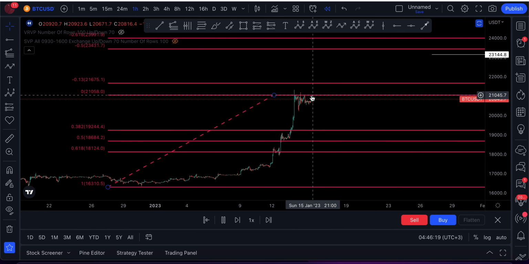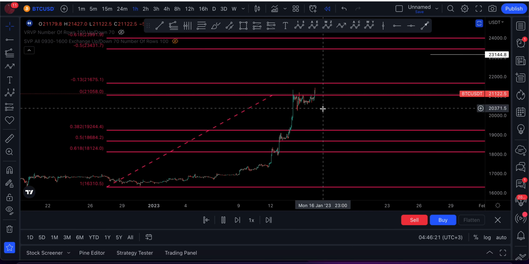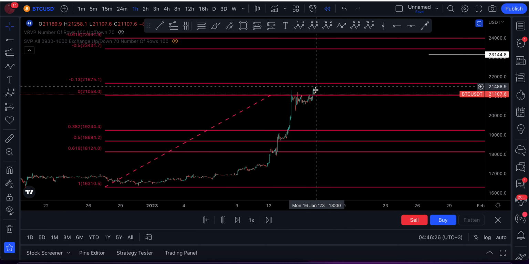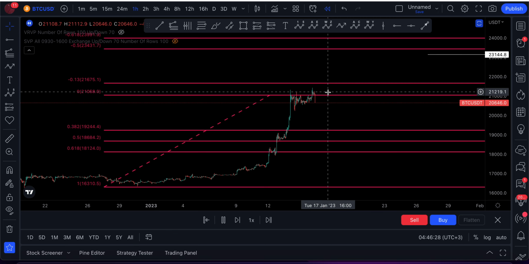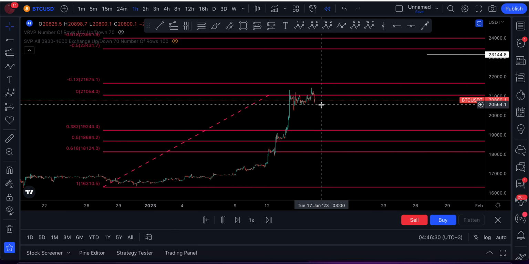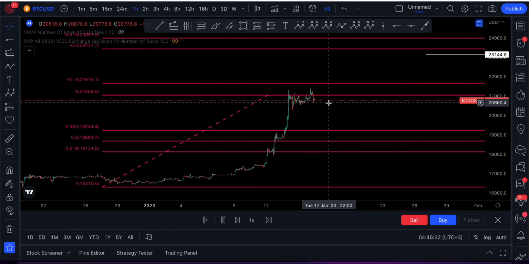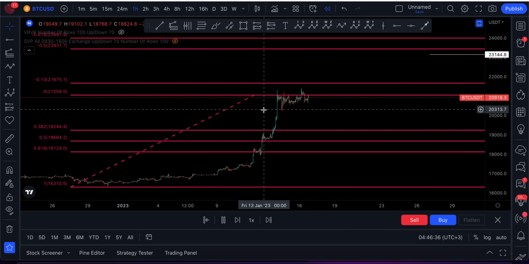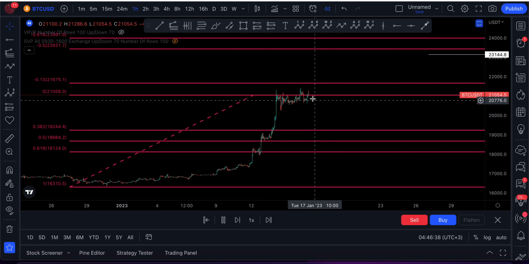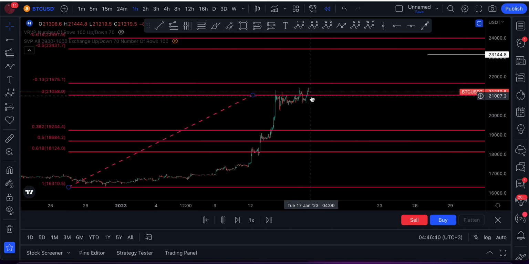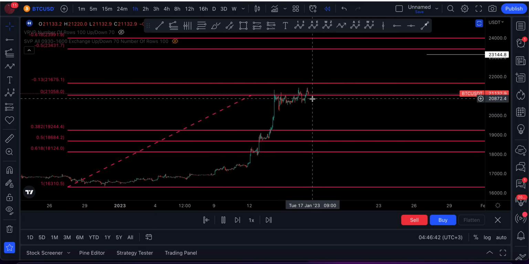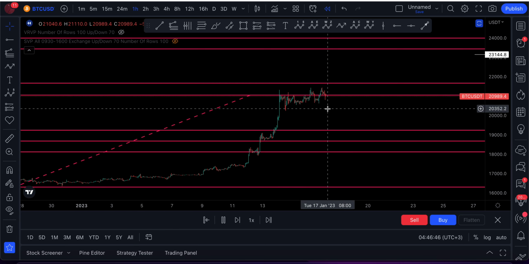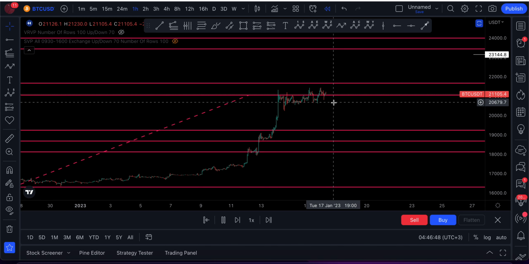So here we test the 0 area, we're coming down. Okay, we push through it, which is good. If we can stay in this range, that would be good. Okay, we drop down again. Keep an eye on the price action. So we cut through the 0 fib level. We drop down again. Okay, come back up.